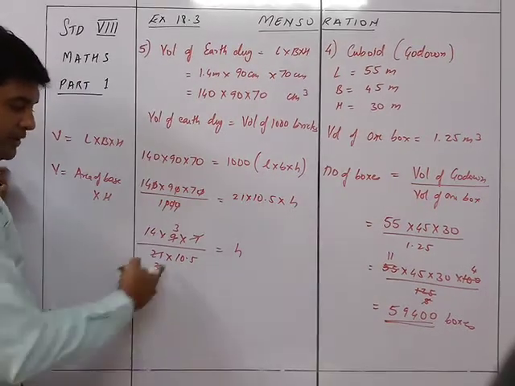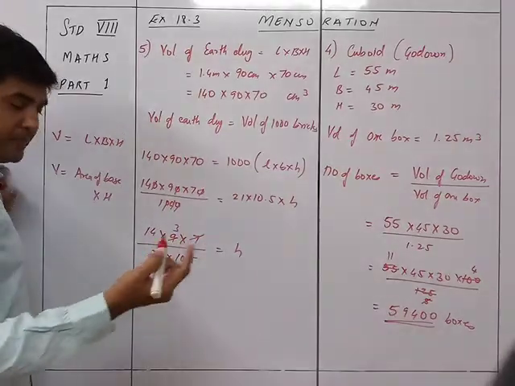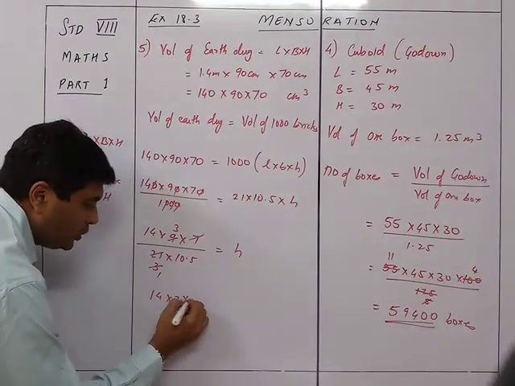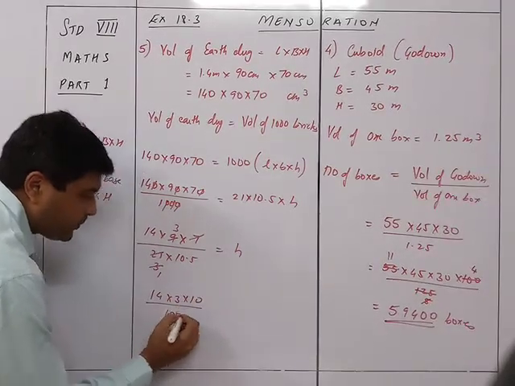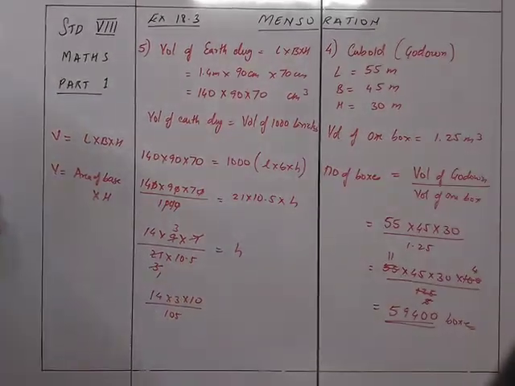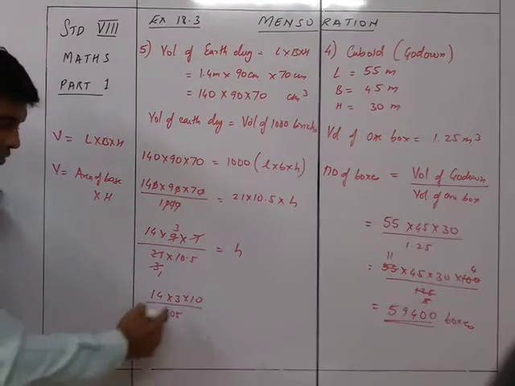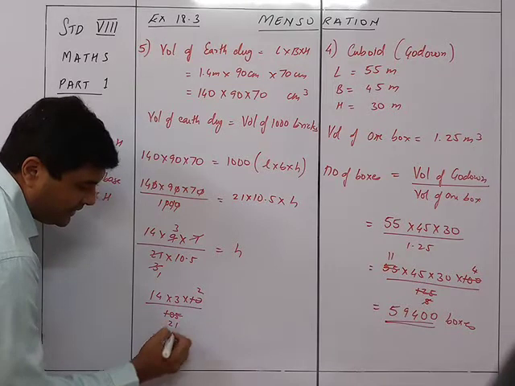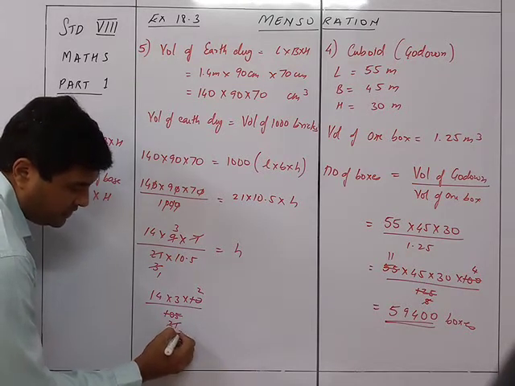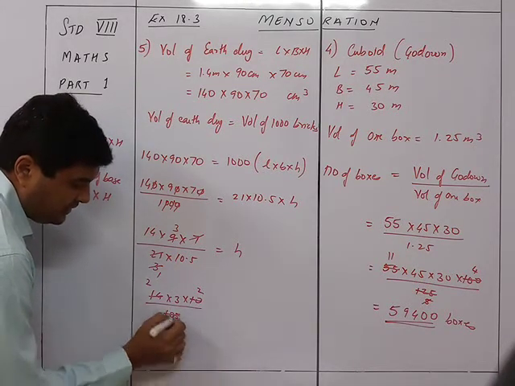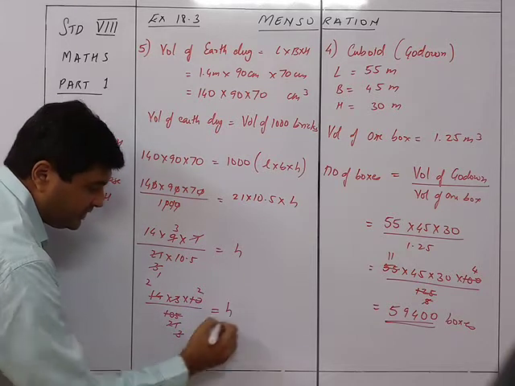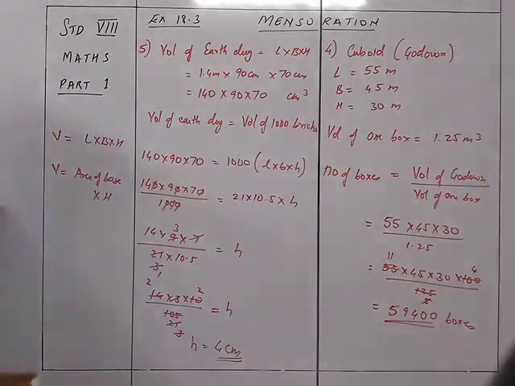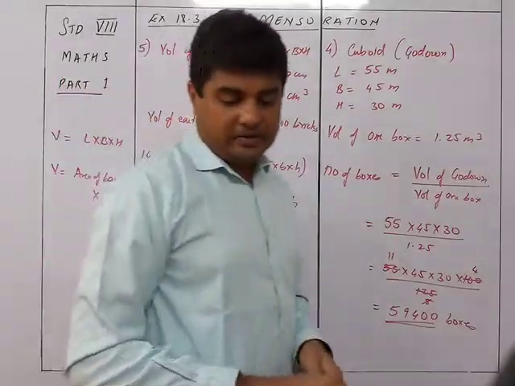You can do the cancellations here also, but I will just make it easier. So I know now it is 14 into 3 into 10 upon 105 because it is 10.5. So 105 हो गया ये. So 5 twos are and 5 21s are, 7 threes are, 7 twos are, 3 cancels. So therefore H is equal to 4 centimeters. So the height of the brick is 4 centimeters.